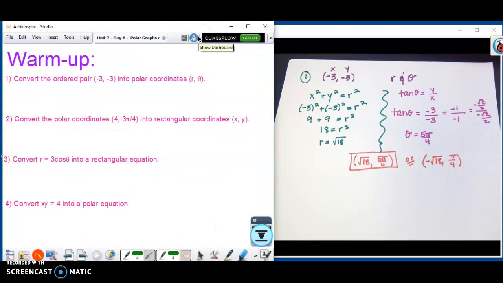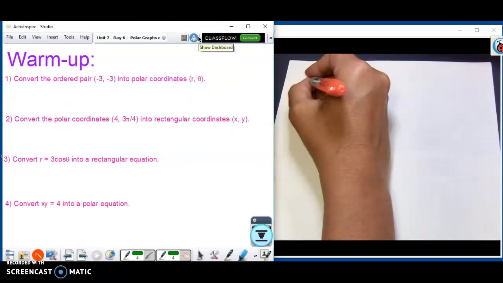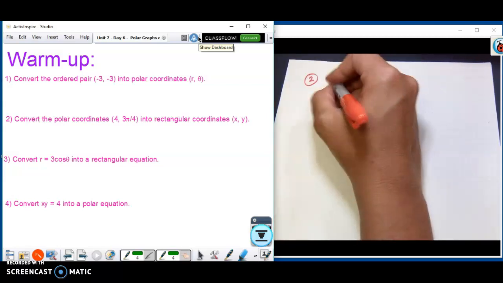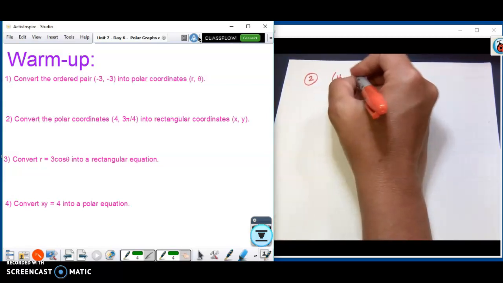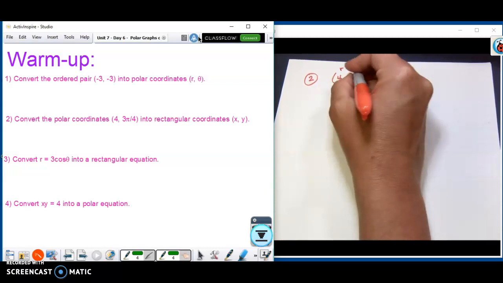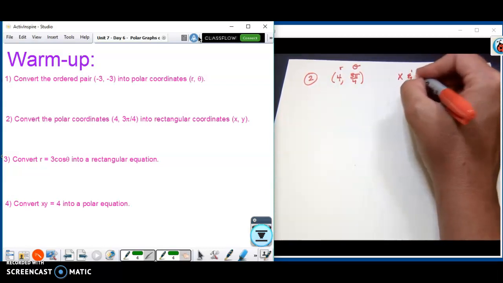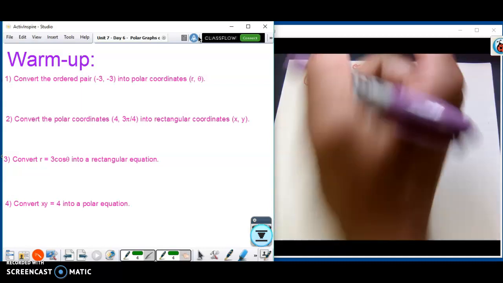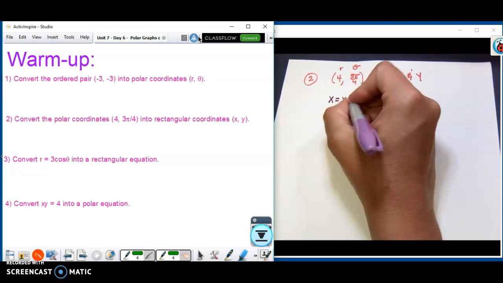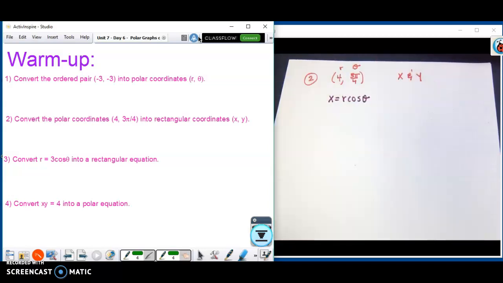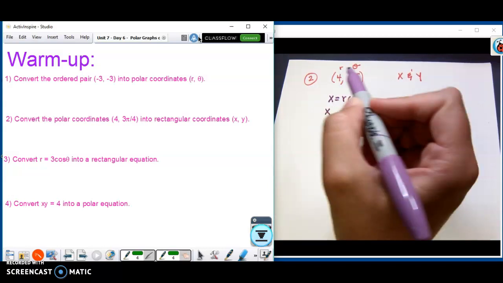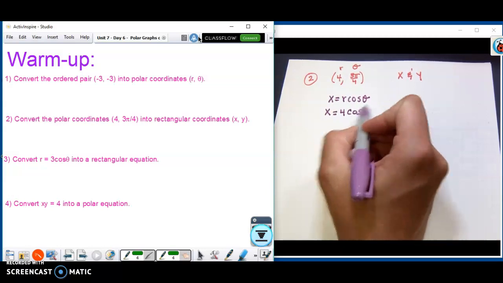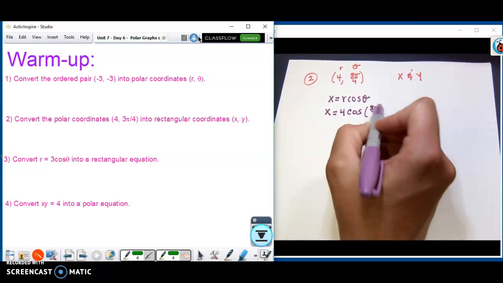So let's take a look at number 2. For number 2, we want to convert polar into rectangular. So we have polar, which means this is r and this is theta, and we need x and y. Okay, so this had two specific formulas you're going to use. We have x equals r cosine theta. So x equals, the r value is 4, cosine of 3 pi over 4.